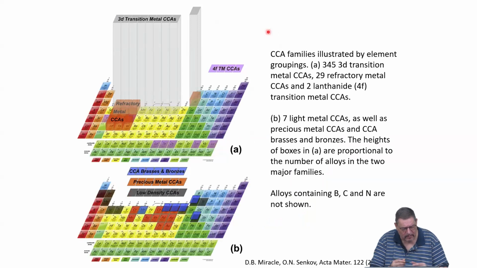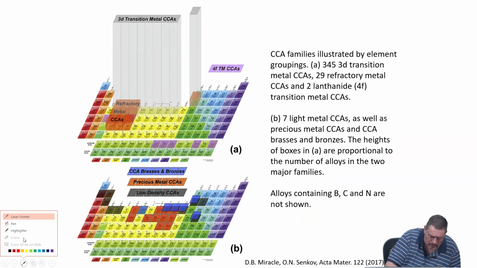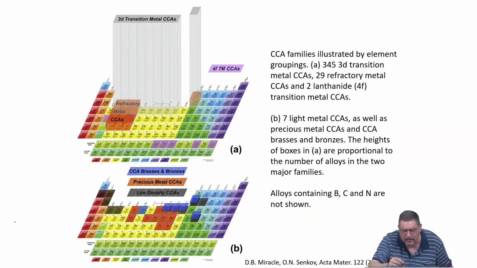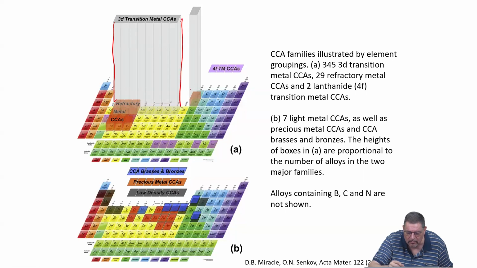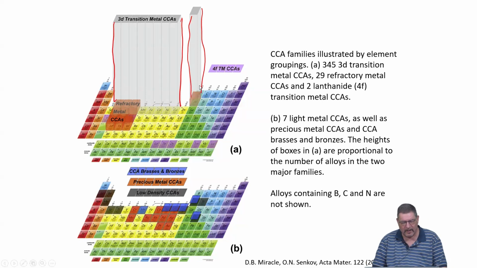When we look at this, and maybe this is not very visible here on screen, this is actually a box. And this is another one. So we have, again, many high entropy systems which are made of 3D transition metals. And they are the most abundant when you look in literature. Refractory CCAs and refractory high entropy alloys are much less abundant, much less investigated.